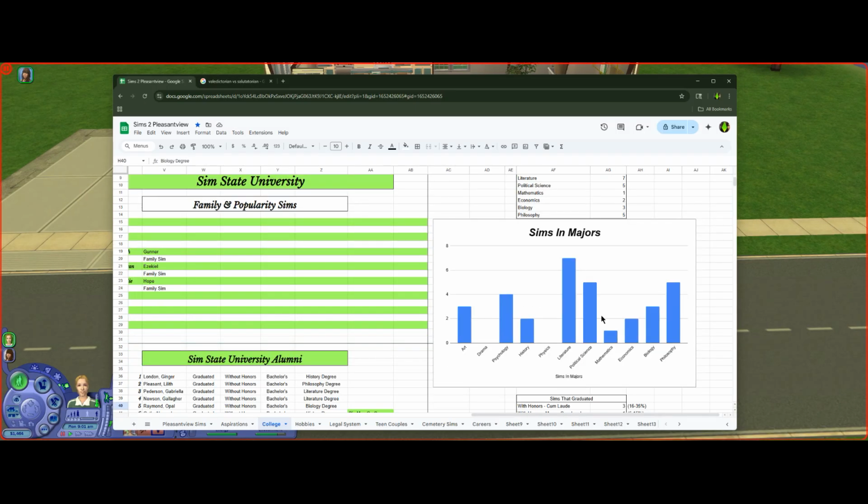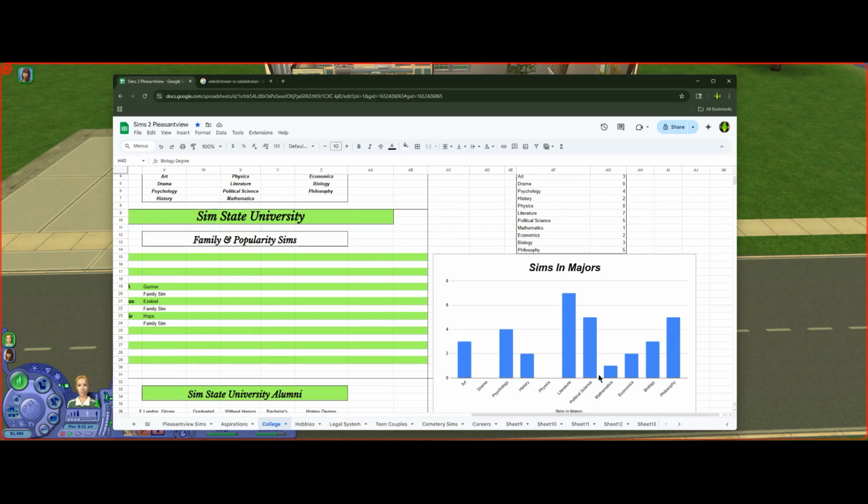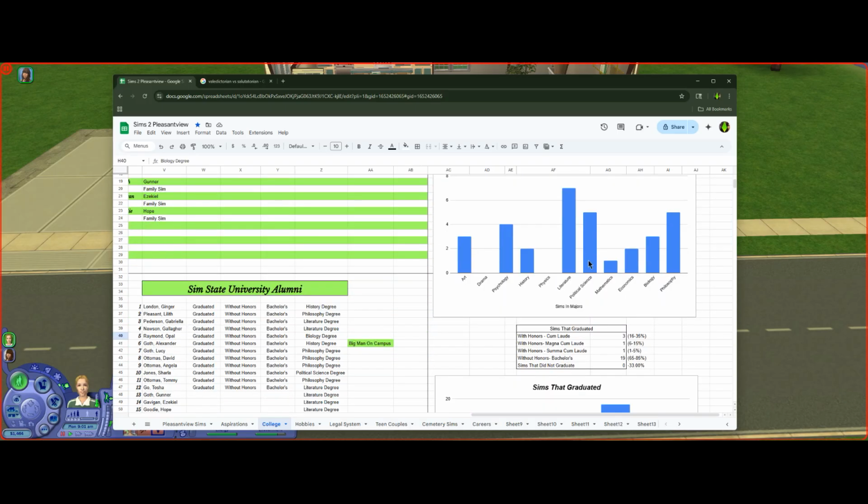Okay, so now as you can tell, the most chosen major at the moment is literature. So that's interesting. It was philosophy before round 2 ended, but now that round 2 is on its way in spring, we have more Sims in literature or graduated with literature.